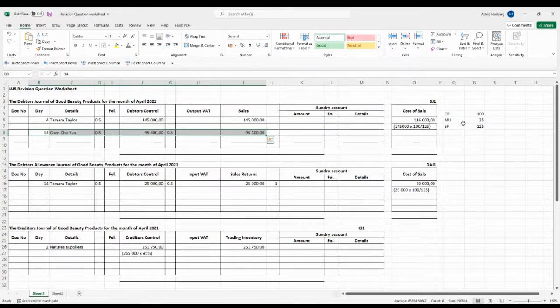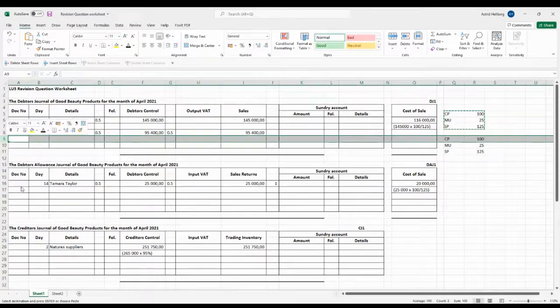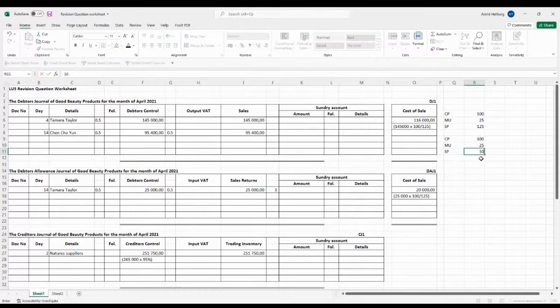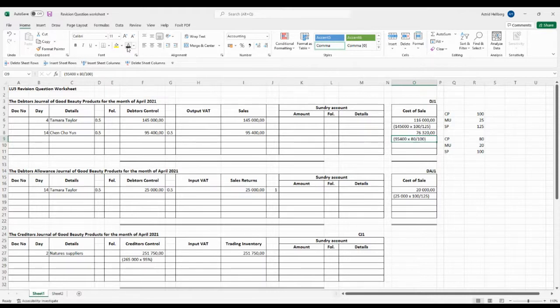Okay, but this one says it's the gross margin. So if we talk about gross margin, how this one will be different. Okay, so if we say gross margin, then your sales would be 100. Your profit would be 20, and your cost would be 80. Okay, so to work it out, you're going to take the 95,400 times 80 over 100 will give you the 76,320.